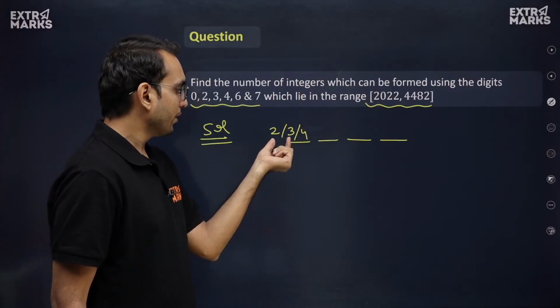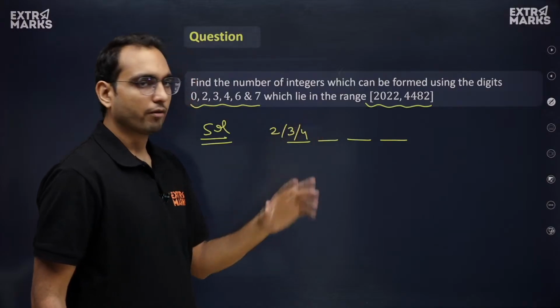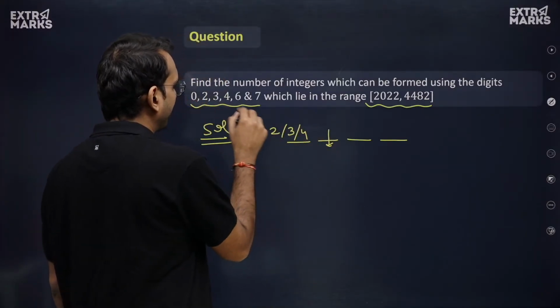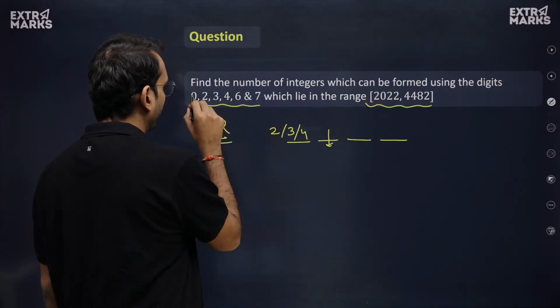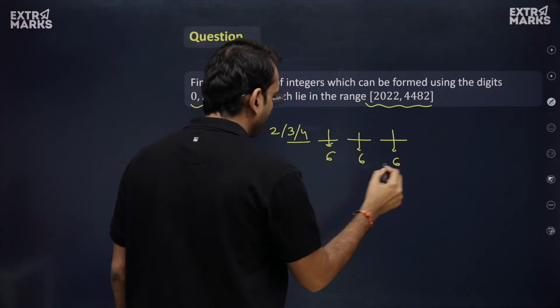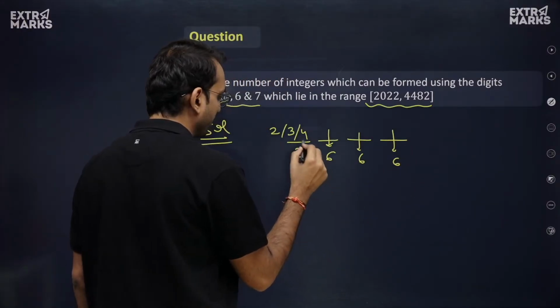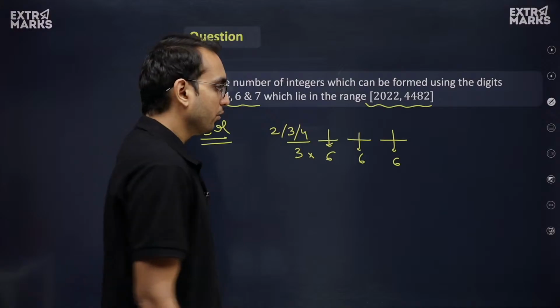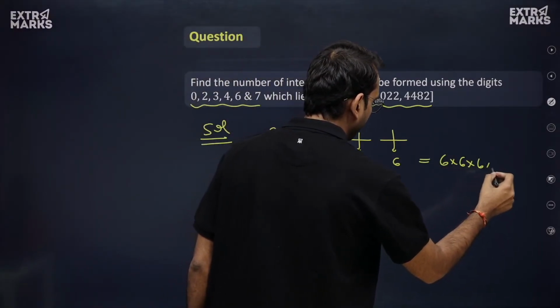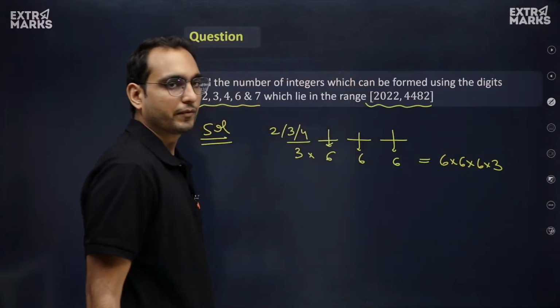So the first digit from the left can be 2 or 3 or 4. Now on this place, every digit can be used. So 1, 2, 3, we have 6 options. We have 6 options, we have 6 options, and here we have 3 options, right? So we'll get the total number of numbers as 6 into 6 into 6 into 3. We'll solve that after.